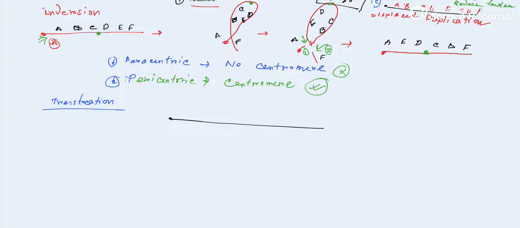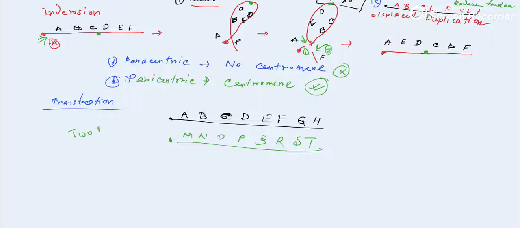Like, it is a chromosome with normal arrangement A, B, C, D, E, F, G and H, and another non-homologous chromosome M, N, O, P, Q, R, S and T. These are two non-homologous chromosomes, and if they exchange their parts, such kind of change is known as translocation. Firstly, we draw a picture.